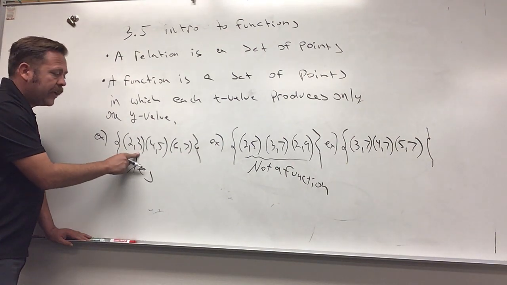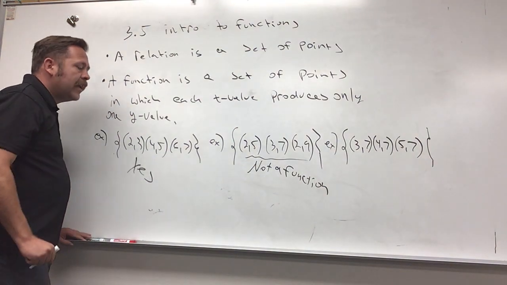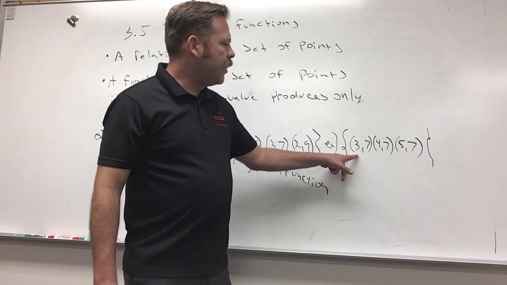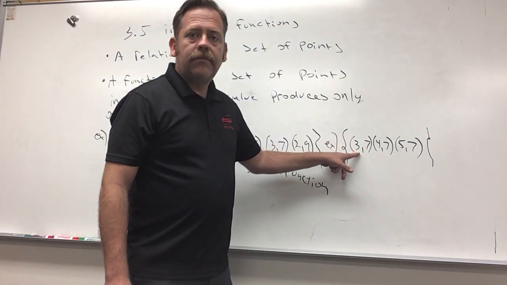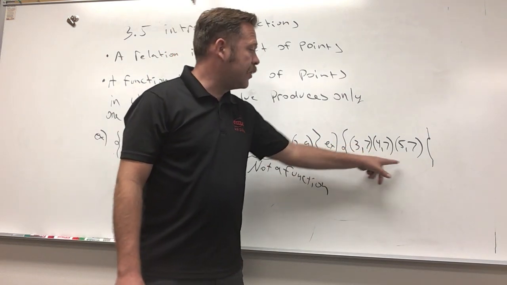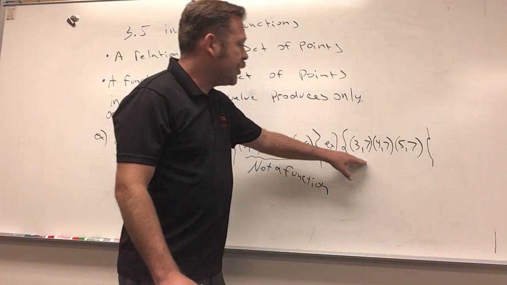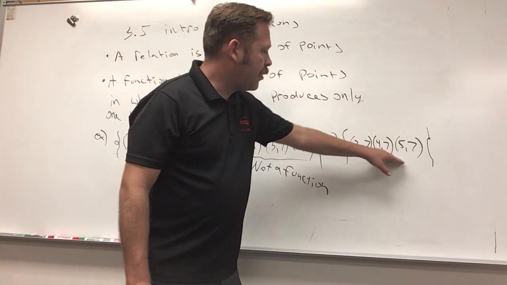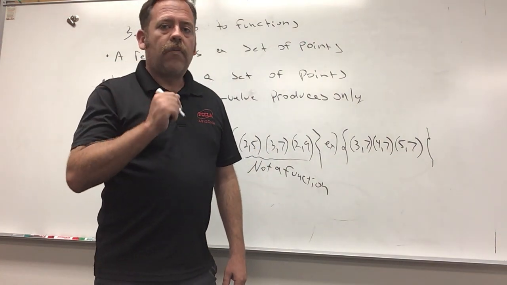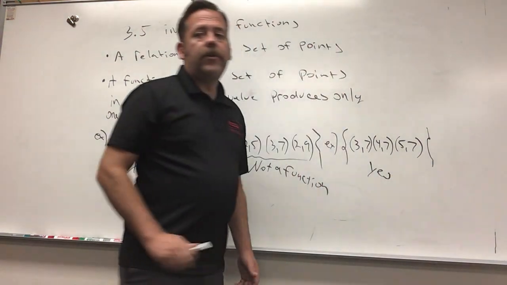This one here, yes, this one is a function, because if I put in 2, I know I'm getting out 3. If I put in 4, I know I'm getting out 5, and if I put in 6, I know I'm getting out 7. Let's see this one. If you put in 3, do you know what's coming out? We do, it's 7. If you put in 4, do you know what's coming out? We do, it's 7. If you put in 5, do we know what's coming out? We do. There are 3 different inputs, 3, 4, and 5, and each produced only one output. So yes, this one is a function.